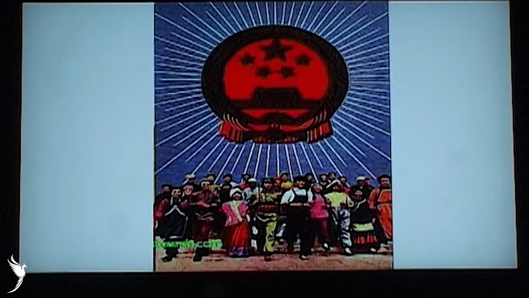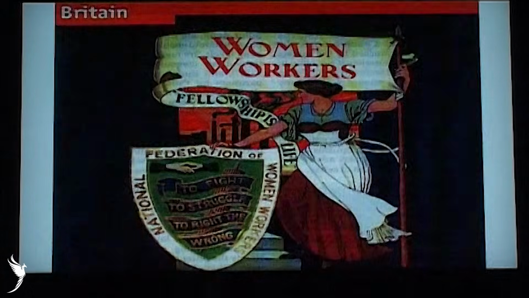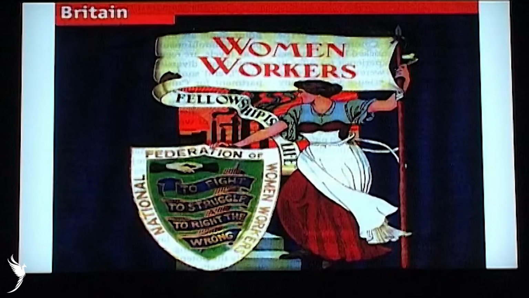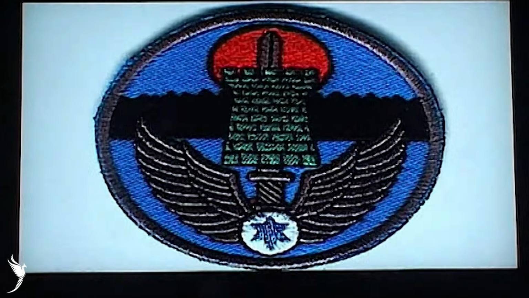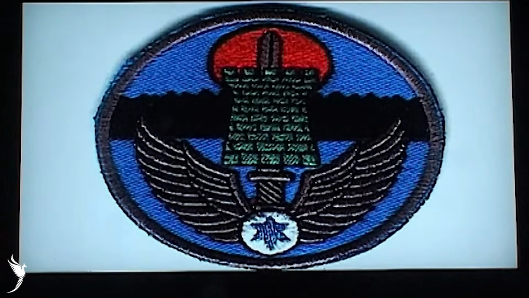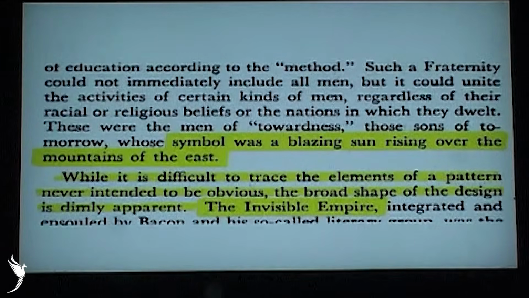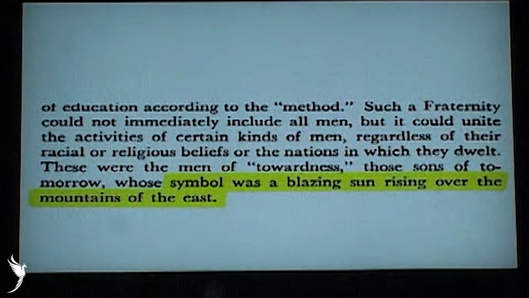Even in communist China, the sunrise is red. And the Federation of Women Workers, you'll see in the background, in England, the red dawn. Today, even Israel uses the watchtower symbolizing the Knights Templar Masonic Lodge, the Knights Templar Masonic movement of Europe. Their symbol is a watchtower, and behind it you'll see the red dawn, and of course the eagle's wings. Back to that mountain sunrise for a moment. That mountain sunrise, as Manly P. Hall said, was a blazing sun rising over the mountains of the east.